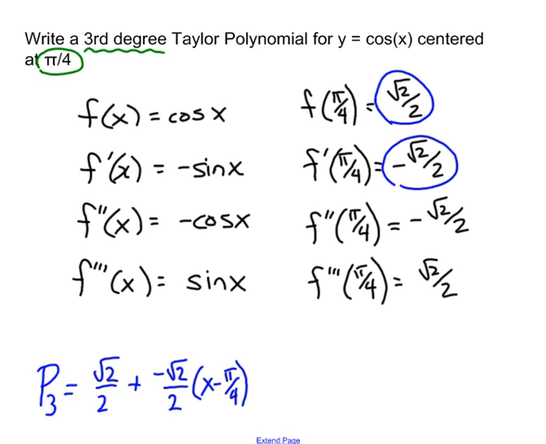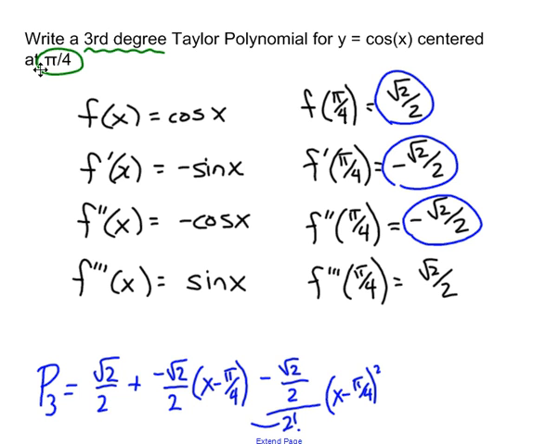Now we're ready for the second derivative. So here's the second derivative. It looks like the same number, but that's the one I grabbed. Negative root 2 over 2. That gets divided by 2 factorial, x minus pi over 4 squared. Now, that looks a little confusing, and I'm going to actually rewrite this another way once I get my eraser to work. So we're going to take this, and rather than dividing by 2 factorial, we can also multiply it.